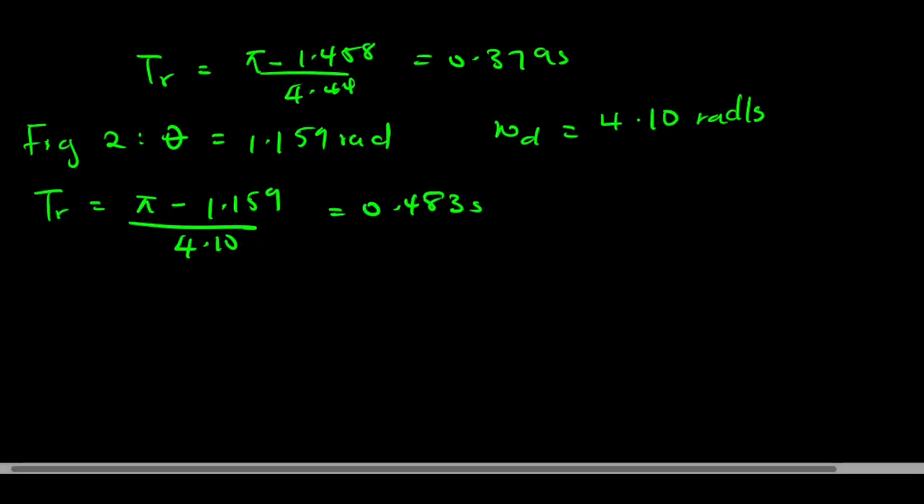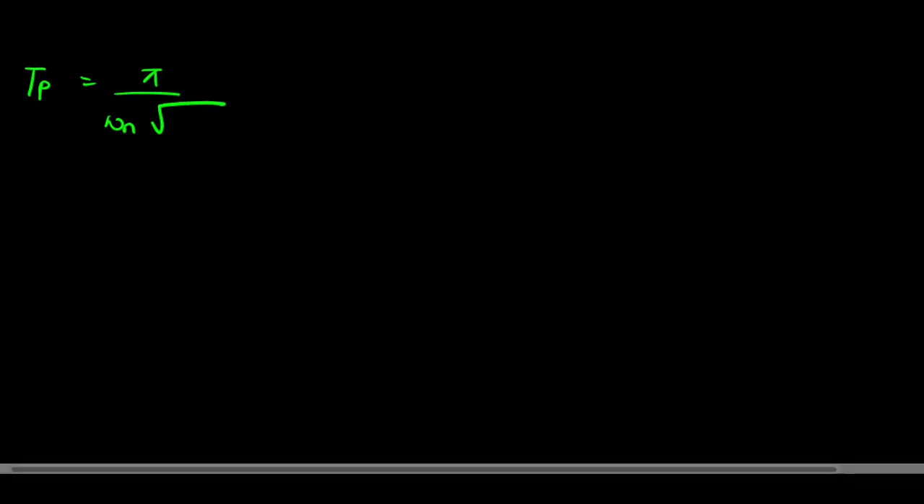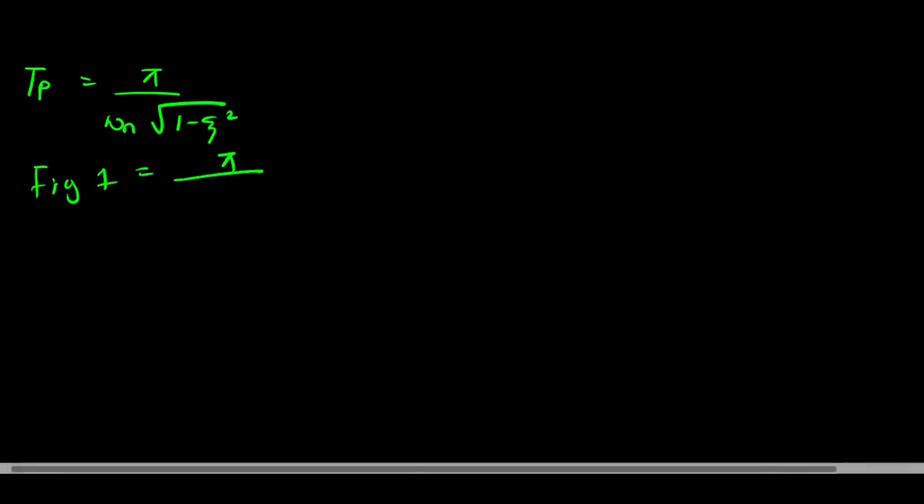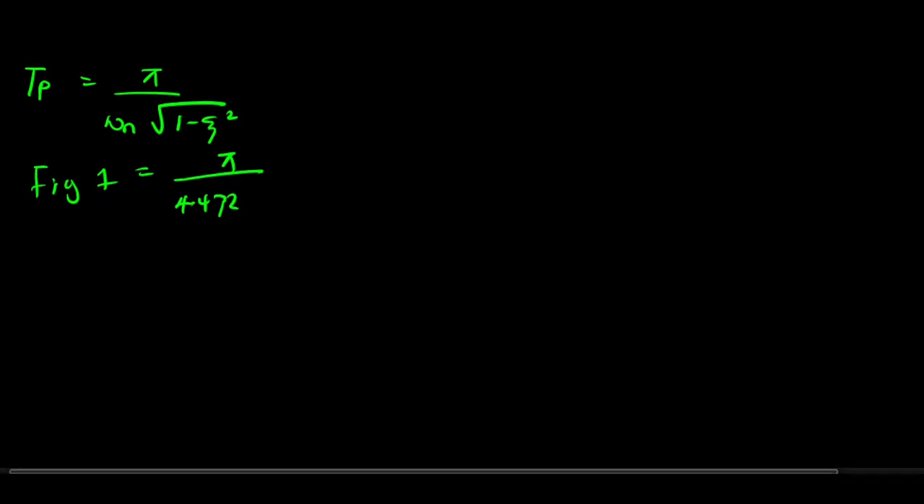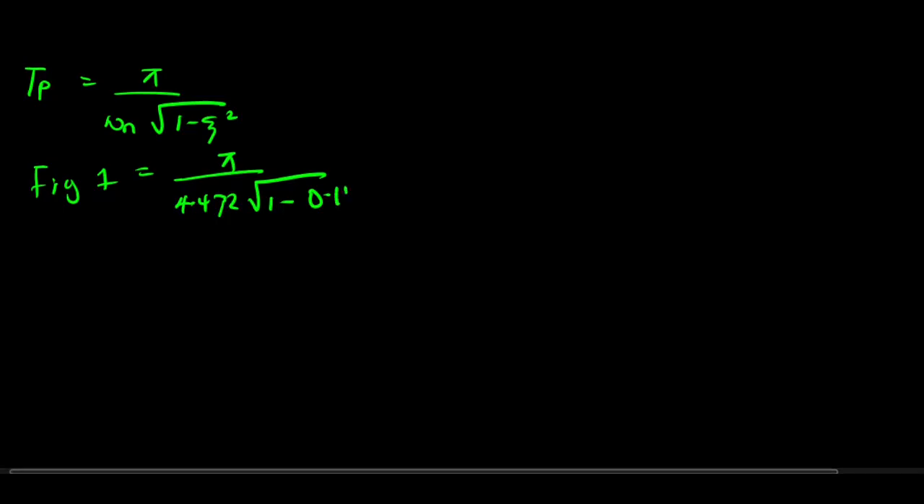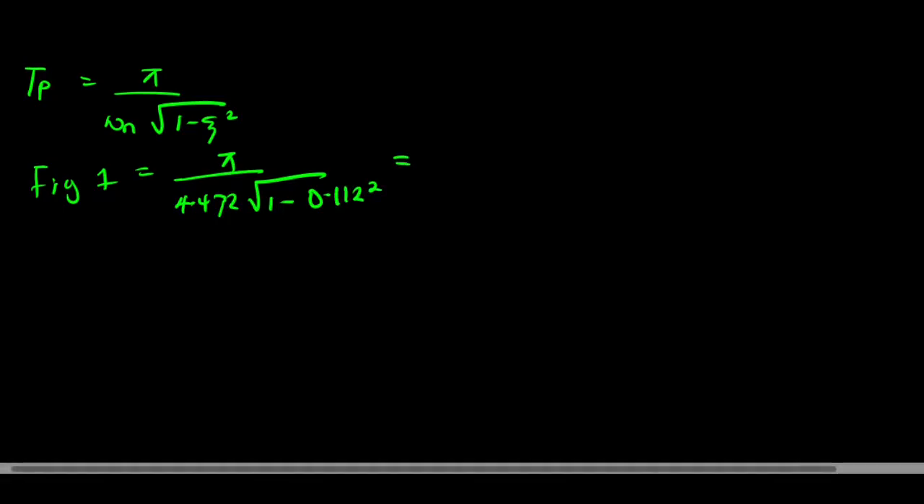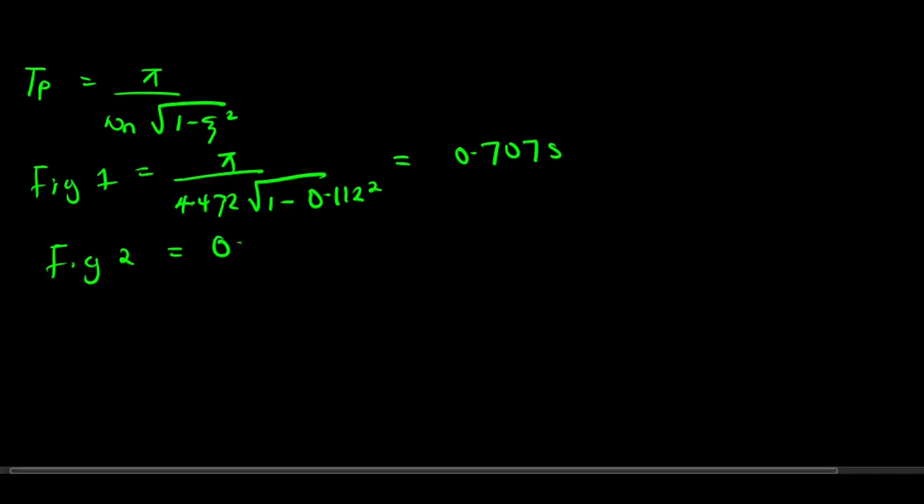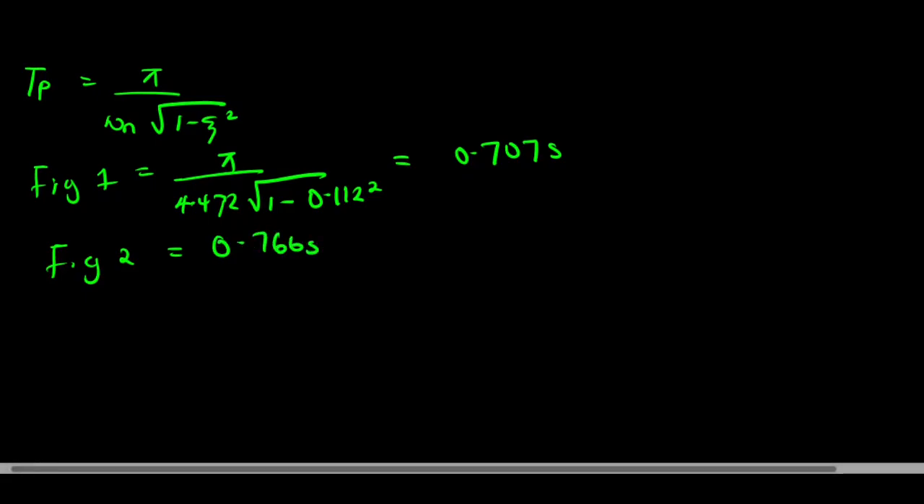Now the next thing to calculate for is the peak time. Peak time, let's write as TP is equals to pi over WN square root 1 minus zeta square. So for the first figure, figure 1, equals to pi over 4.472 square root 1 minus zeta, in that case was 0.112 square, which will give you 0.707 seconds. And figure 2, simply put your values again to give you 0.766 seconds. So that's the answer for this.